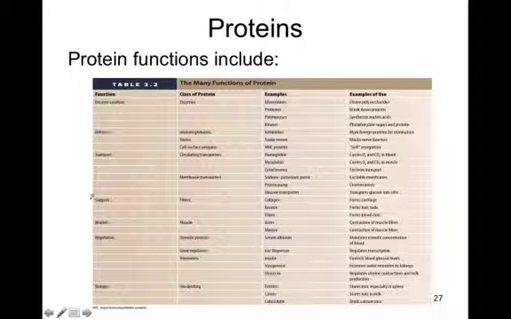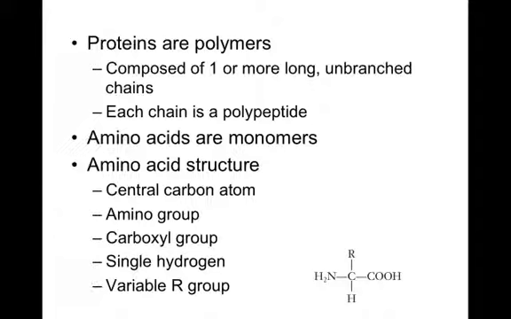Proteins are polymers that are composed of one or more long, unbranched chains of amino acids. Each chain is considered a polypeptide. We might represent amino acids in a chain forming a polypeptide, much like this. Just a string of beads. Each one of the beads is an amino acid, and they are strung together by peptide bonds. So there we have it. The polymer is a polypeptide. The monomer is an amino acid, and the bond is a peptide bond.